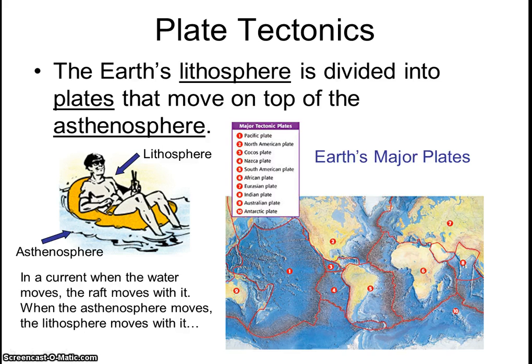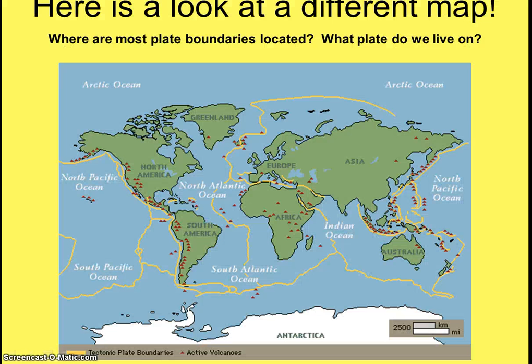Now, the map here shows us the 10 major biggest plates, the biggest pieces of the crust, and where you see the red lines are where those pieces come together. And where the pieces come together is where all the action is happening. So those are called the plate boundaries. And if you look at this map here, all the plate boundaries are in yellow.